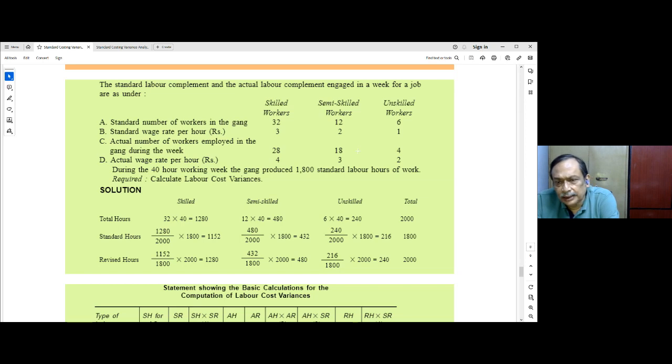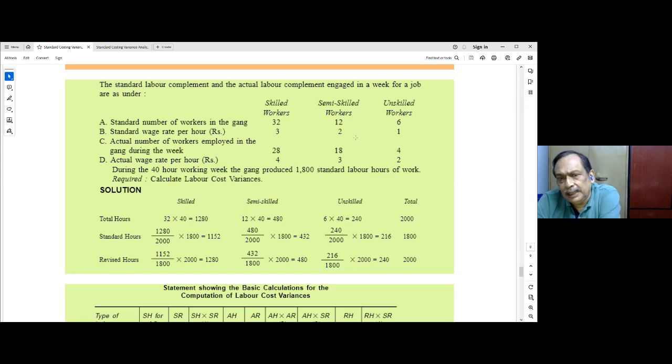Then revised hours: 1152 divided by 1800 into 2000. It comes to 1280. Then for semi-skilled, 432 divided by 1800 into 2000. It comes to 480. And for unskilled it is 216 by 1800 into 2000. It comes to 240. So total is 2000.